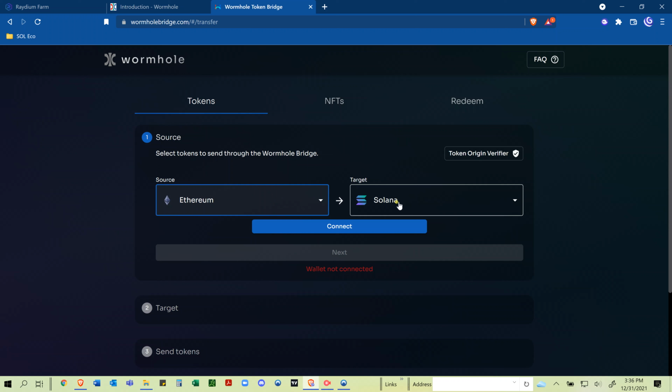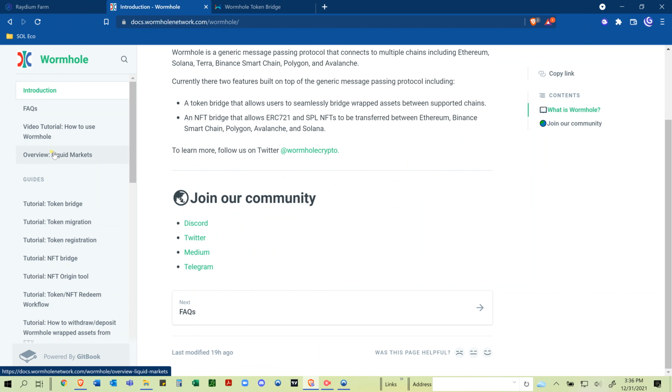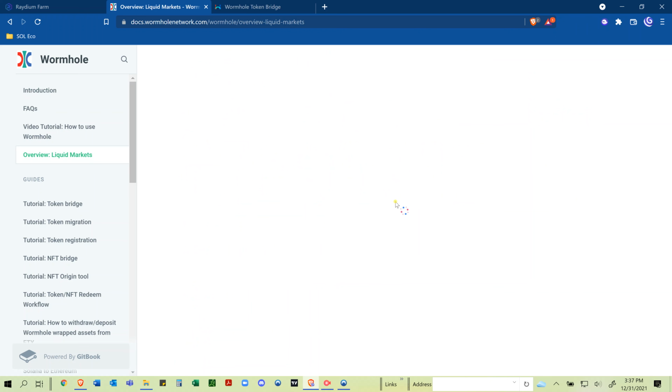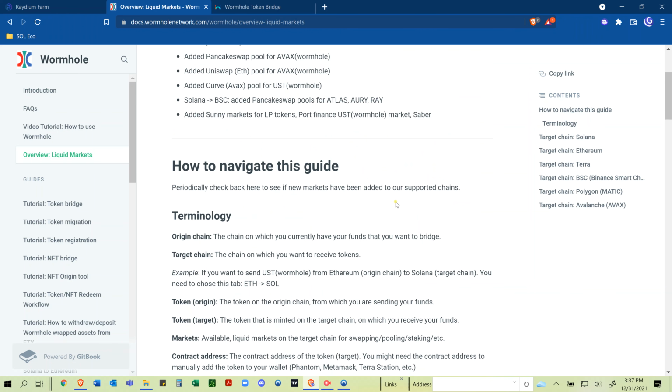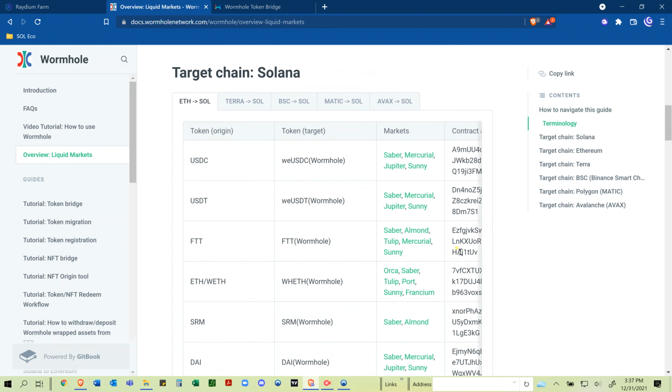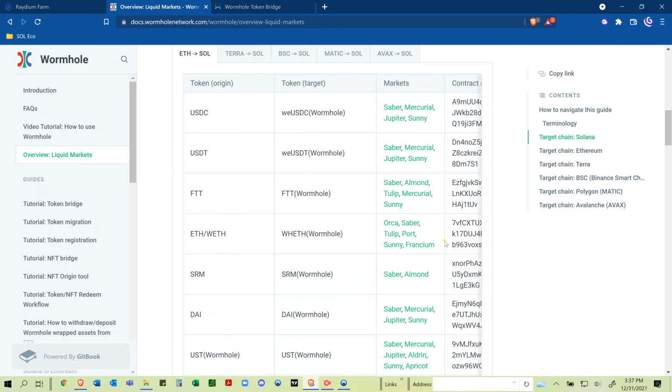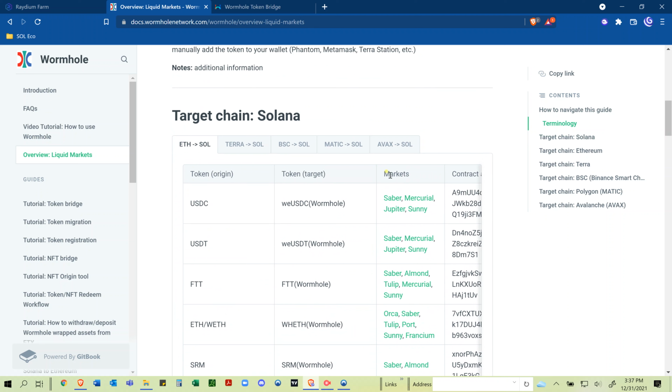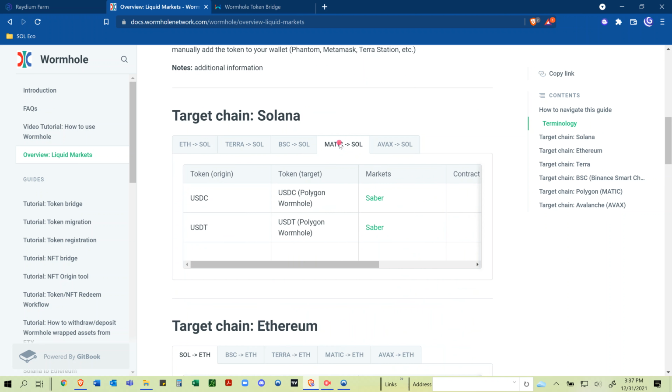Now, I think Ethereum is the only one truly supported on the Solana network to send. There's no really L2s. Well, let's look here. I'll show you, liquid markets. This is what you want to check because you want to be able to unwrap it and be able to utilize those tokens when you send them.